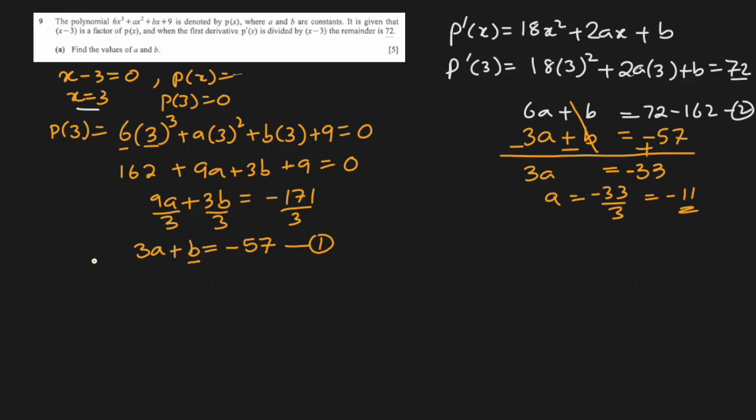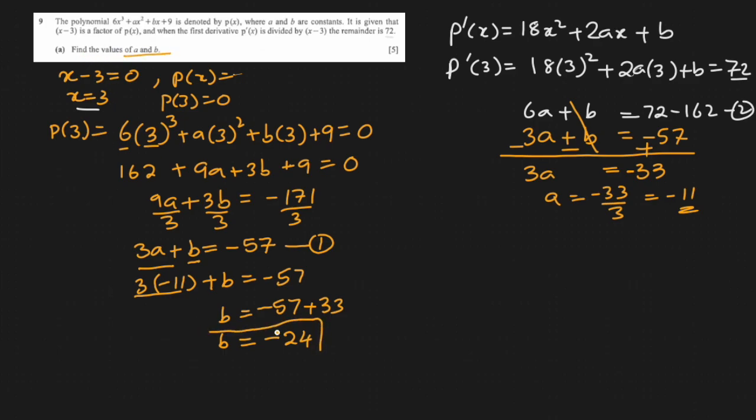What about b? So let's substitute in equation 1: 3a here. 3 times minus 11 plus b equal to negative 57. So it becomes positive 33 when it comes to the right side, and b comes out to be negative 24. What is the question? Find the values of a and b. We got both of them one by one.